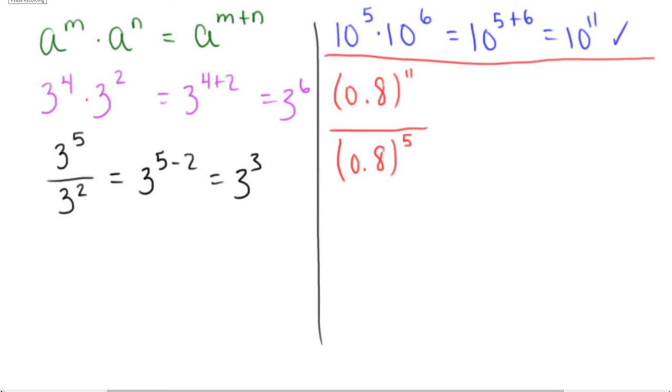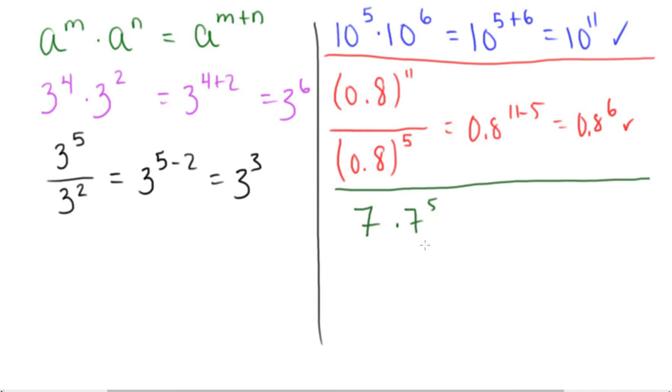So feel free to pause the video and try the following example. I take 0.8 to the 11th divided by 0.8 to the 5th, so that becomes 0.8 to the 11 minus 5. 11 minus 5 is 6, so that's 0.8 to the 6th.